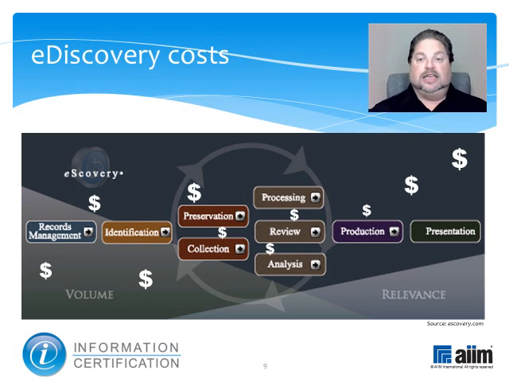Hourly rates for manual document review range from $250 to $500 per hour or higher. But if the labor is outsourced, rates drop to as low as $35 per hour.